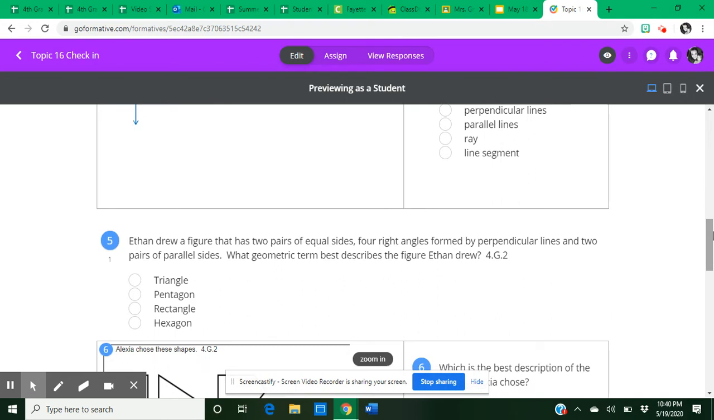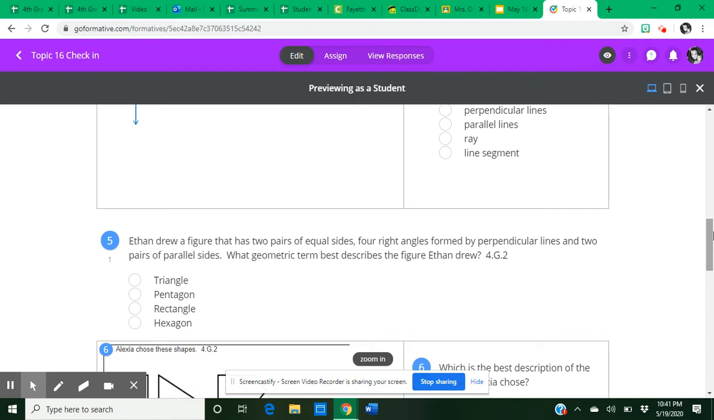Number five, Ethan drew a figure that has two pairs of equal sides. Four right angles formed by perpendicular lines and two pairs of parallel sides. What geometric term best describes the figure Ethan drew? Okay, so on this one, there's a lot of information there just in one little question.